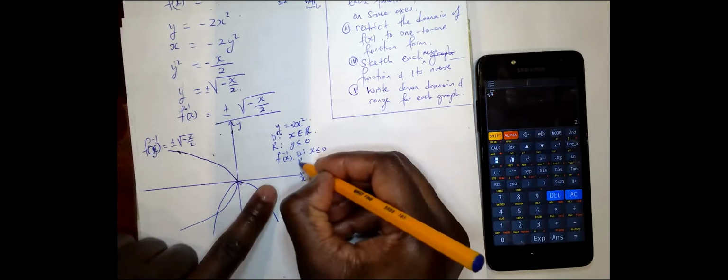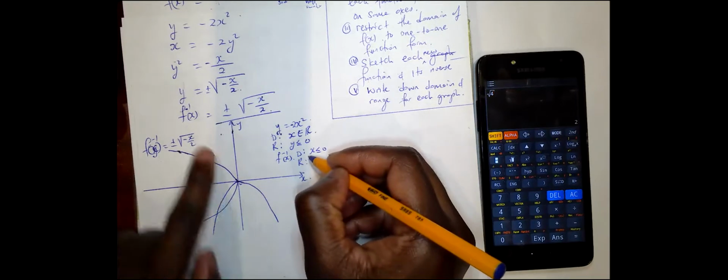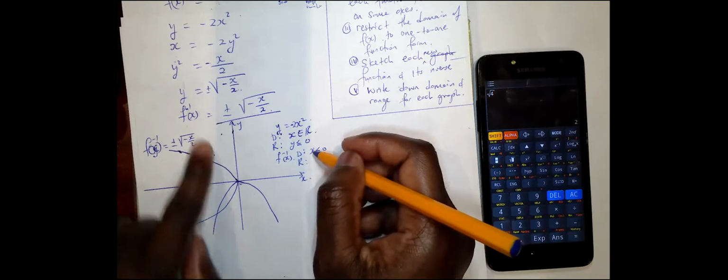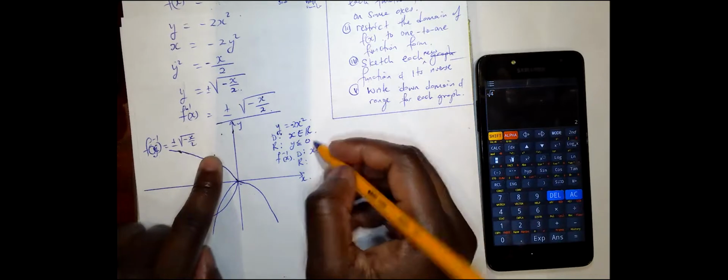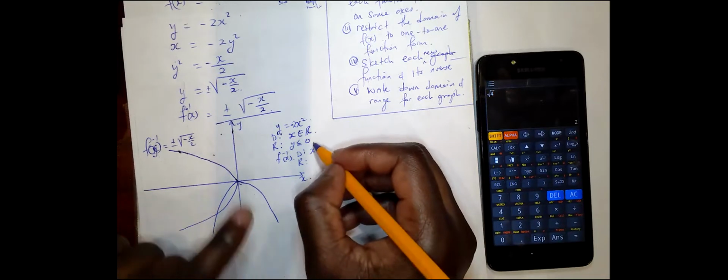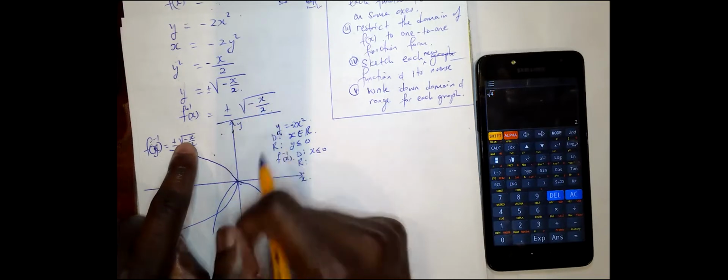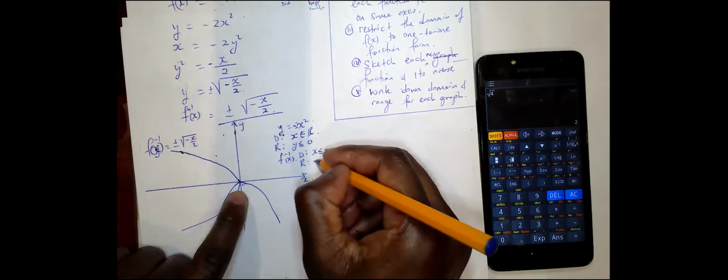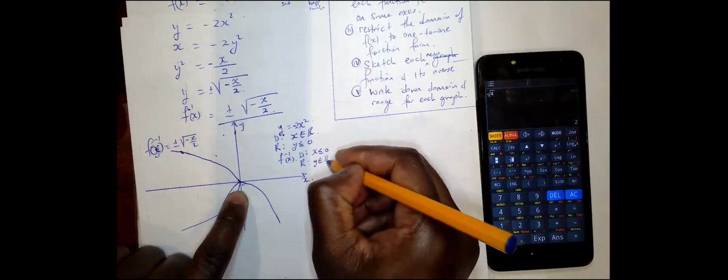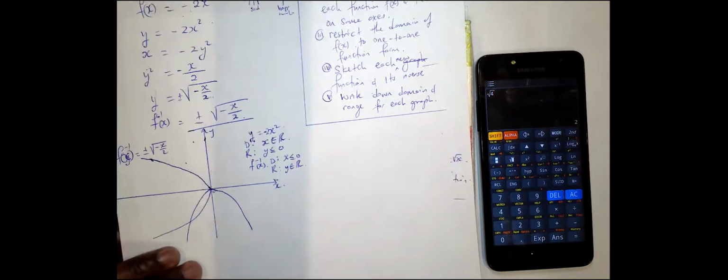Now, what about the range? The range in this case is y element of real numbers, because it's from negative infinity to positive infinity. It's actually taking any value there. So it's y element of real numbers. And we don't want that, in a function.